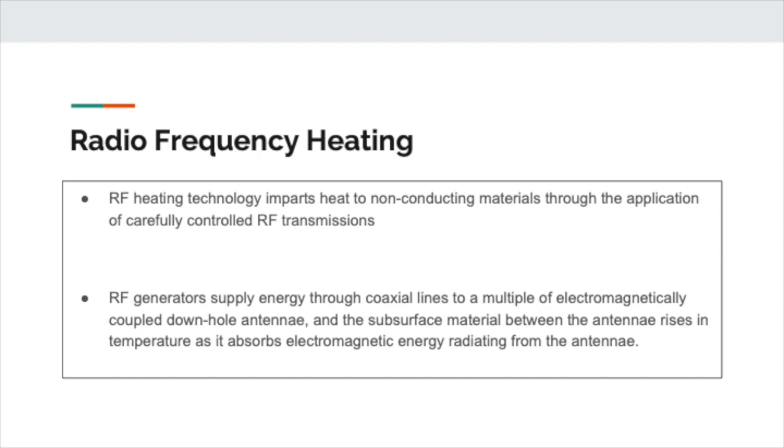The dielectric heating produced by the RF antennae extends elliptically away from the antennae and into the target formation. The radial extent of the heating pattern will vary as a function of the operating frequency, the length of the RF antennae, and the electrical conductivity and dielectric constant of the target formation.